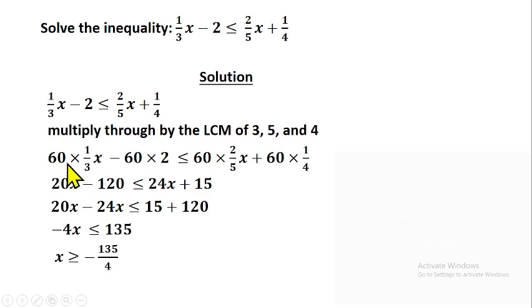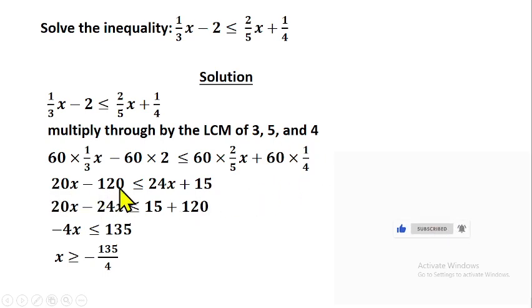Now, if you do that, let's go forward. That means 3 can go in 60 here. That will give us 20. Then 20 times 1x will give us 20x. So we have 20x here. Then minus 60 times 2 will give us minus 120, less than or equals to 5 can go in 60. That will give us 12. Then 12 times 2 will give us 24x. So here plus 4 can go in 60 as well. That will give us 15. 15 times 1 will give us 15 as well.